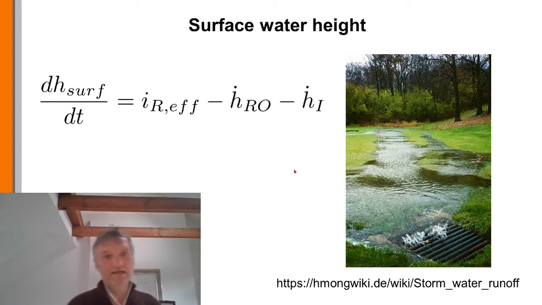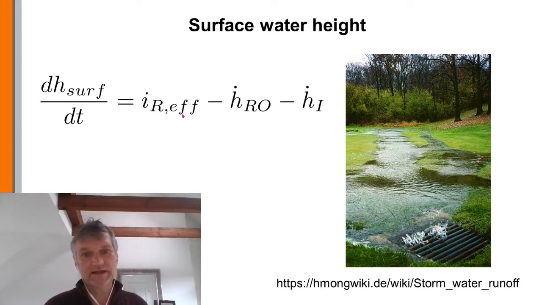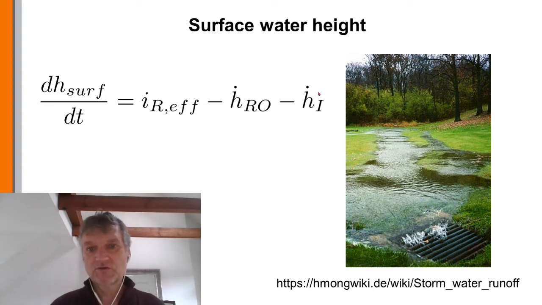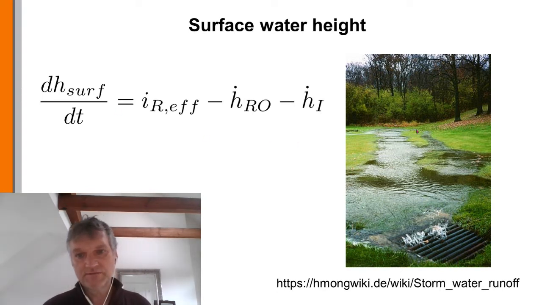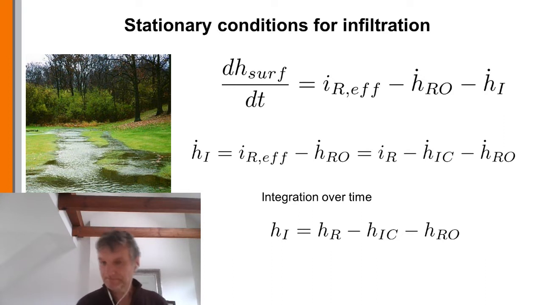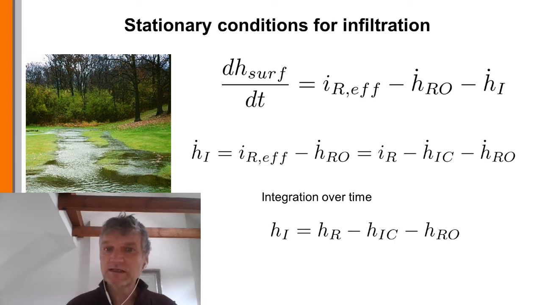So then we can calculate the surface water lying on the surface of our soil as effective rainfall minus the runoff, which can be seen here, minus the infiltration which goes into the bottom, into our soil. So this is the equation for the free surface elevation of such a puddle, pool, or however you call it, and this is very important. In the next step, we look for stationary conditions. Stationary conditions are always helpful, otherwise we have to solve differential equations. This is a differential equation.